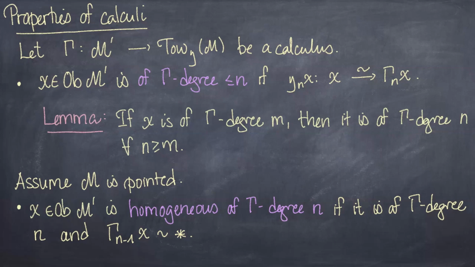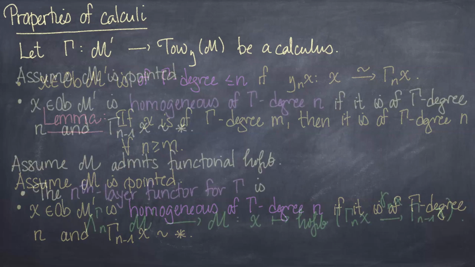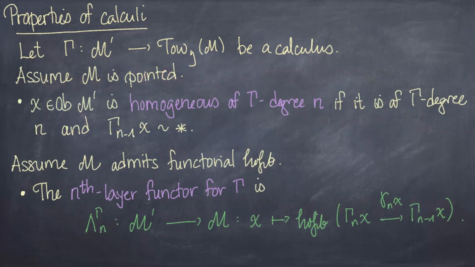So how can I produce objects that are homogeneous of a particular gamma degree? One thing we can do is to look at the difference between gamma n of x and gamma n minus 1 of x. These two are linked in the tower. And if I have some notion of homotopy fiber, so now I'm supposing that I have a base point, and if I have some way of taking a homotopy fiber of the map from gamma n of x to gamma n minus 1 of x, I'm looking at the difference between these two. It's what I'm measuring with this homotopy fiber. And so you're just picking out the new bit that I added when I went from the n minus first approximation to the nth. And so I can calculate this nth layer functor.